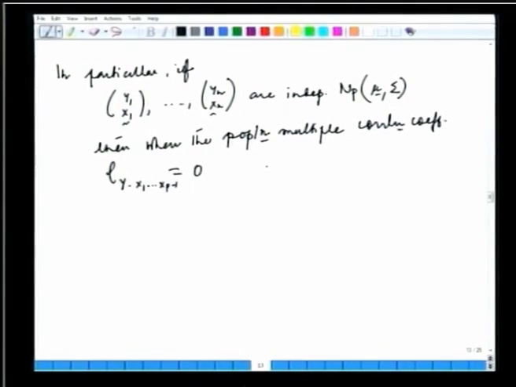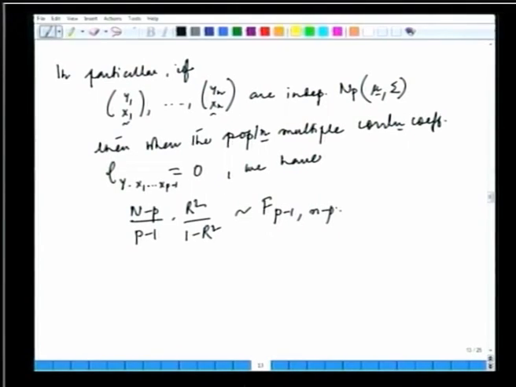When this is true, we have n minus p by p minus 1 times r square by 1 minus r square follows an F distribution with this degrees of freedom. So, this fact can be very well used for the purpose of testing of this multiple population correlation coefficient being equal to 0 when the observations are assumed to be coming from the multivariate normal distribution.